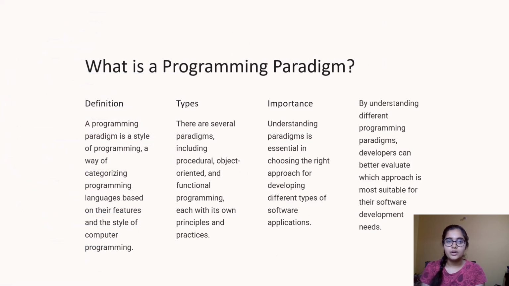Now let's learn what a programming paradigm is. A programming paradigm is a style of programming, a way of categorizing programming languages based on their features and the style of computer programming. Types of paradigms: there are several paradigms including procedural, object-oriented and functional programming, each with its own principles and practices.